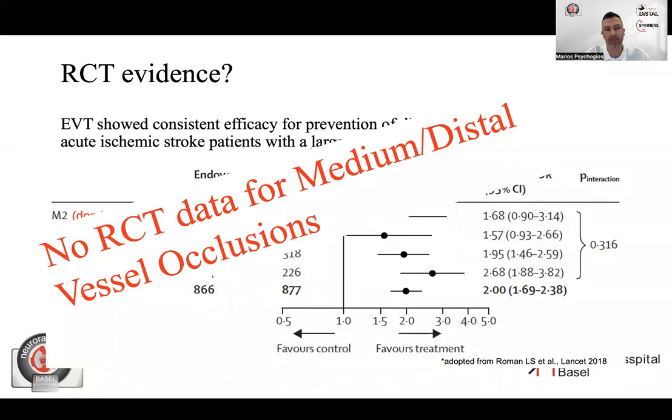So there is no randomized control data on those MeVOs and DVOs, and this is why we need to do the trials, and we need to include patients, and we need to randomize patients. So if you're already activated for distal, think about it, you don't have to do thrombectomy in every case.